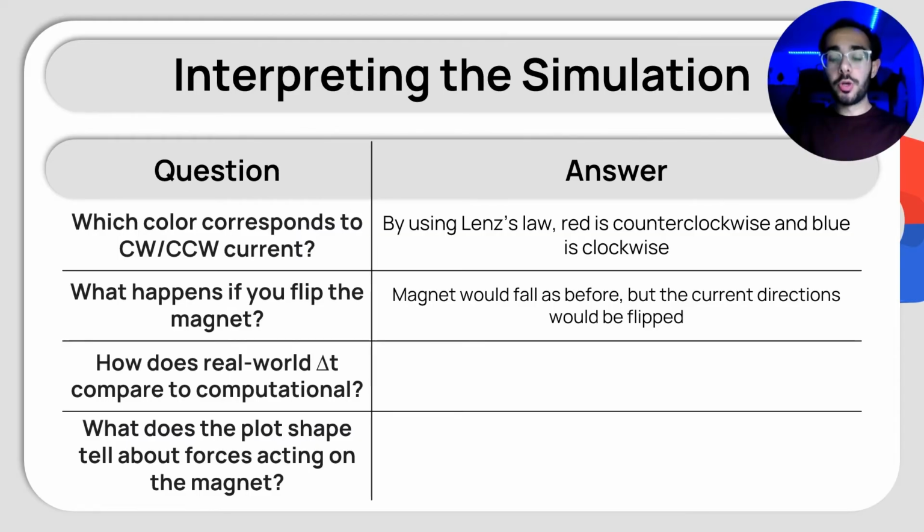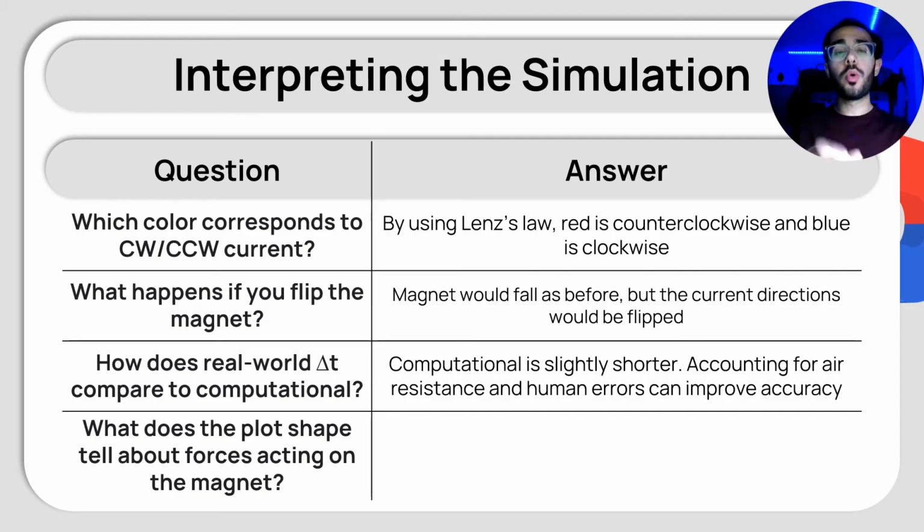Next, how do the real world and computational changes in time compare to each other? Well, based on the data, the computational model was slightly shorter, but accounting for human errors and air resistance can definitely increase the accuracy of our results. And finally, what does the shape of the plot tell us about the forces acting on the bar magnet? Well, as stated before, the gravitational force is greater than the magnetic force when entering and exiting the tube, but is equal within.